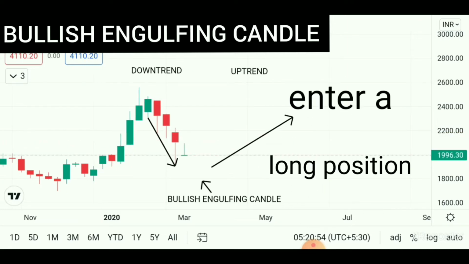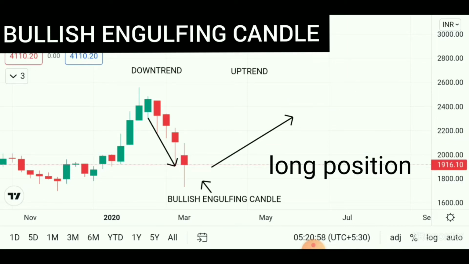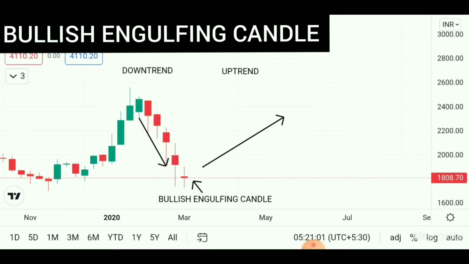It is advisable to enter a long position when the price moves higher than the high of the second engulfing candle. In other words, when the downtrend reversal is confirmed.